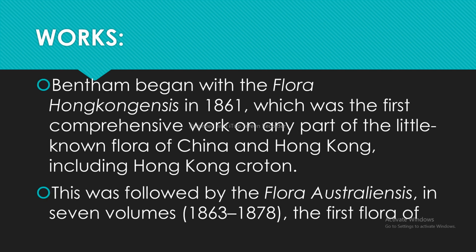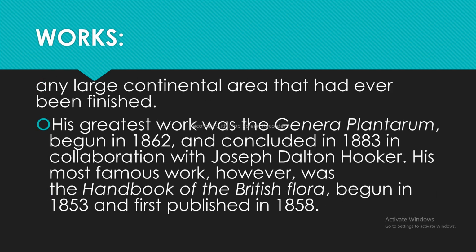Bentham began with the Flora Hongkongensis in 1861, which was the first comprehensive work on any part of the little-known flora of China and Hong Kong, including the Hong Kong croton. This was followed by the Flora Australiensis in 7 volumes, 1863 to 1878, the first flora of any large continental area that had ever been finished.